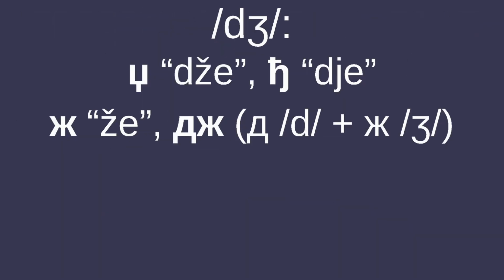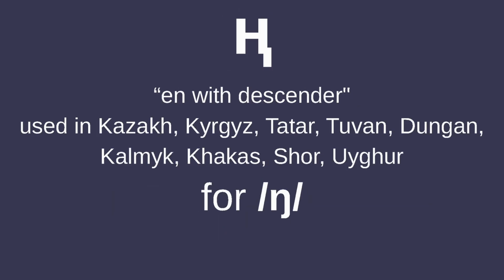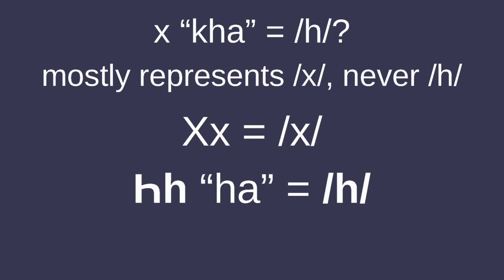For ja, there are a few options to represent it, including je, but my preferred choice is che with dissenter, used in languages like Tajik to represent ja, and using je to represent ja. My system also uses n with dissenter, used in Kazakh, Kyrgyz, Tatar, Tuvan, Dungan, among a few others, for the velar nasal nga. While ha may seem like a logical choice for the glottal fricative ha, I can't find any examples of ha representing the sound in any language using the Cyrillic alphabet.